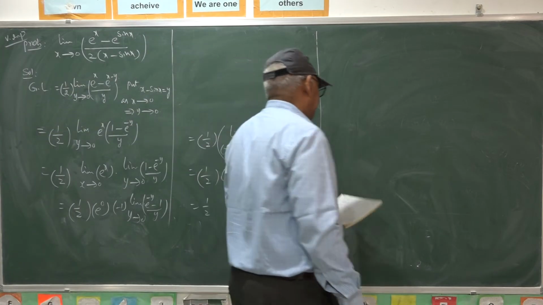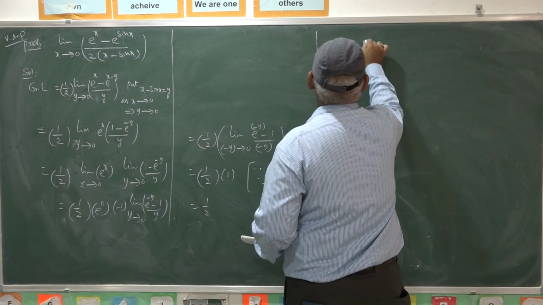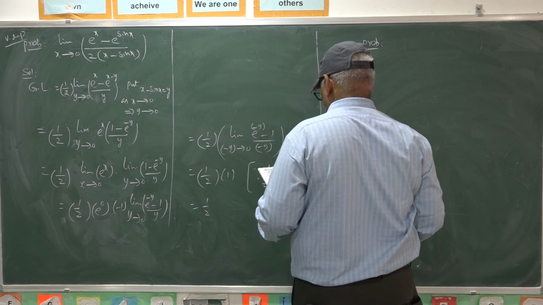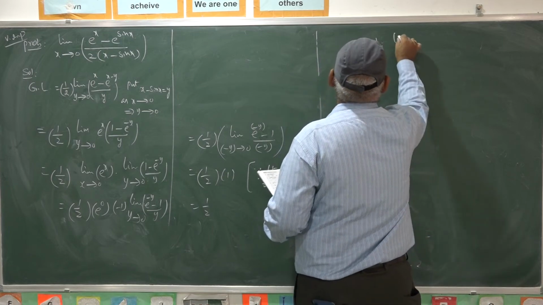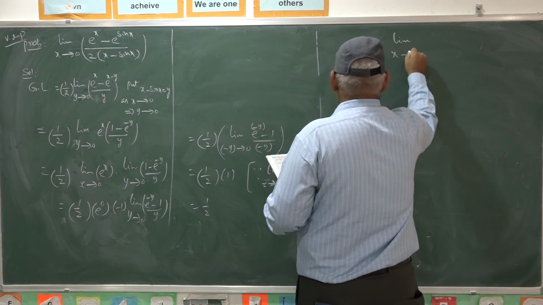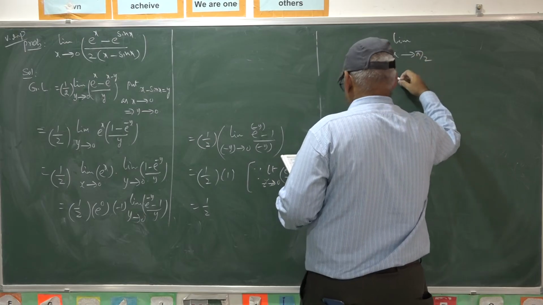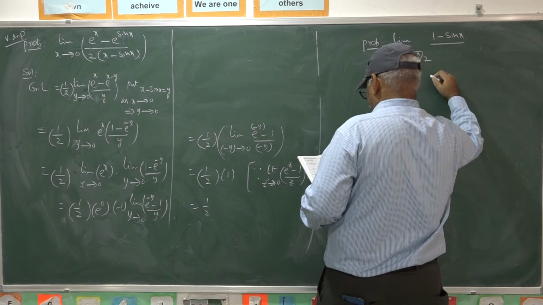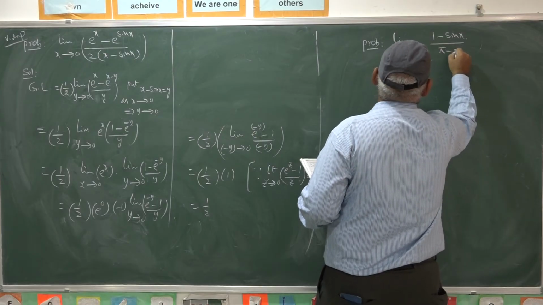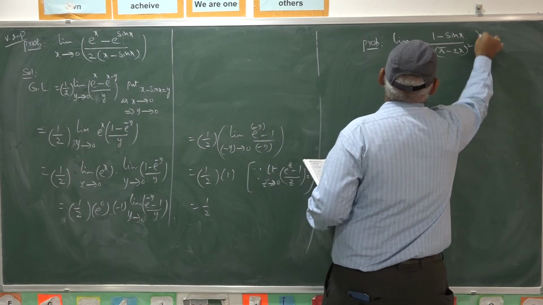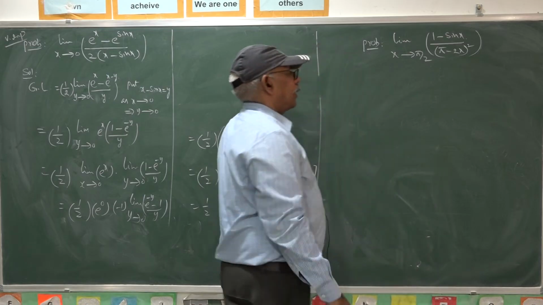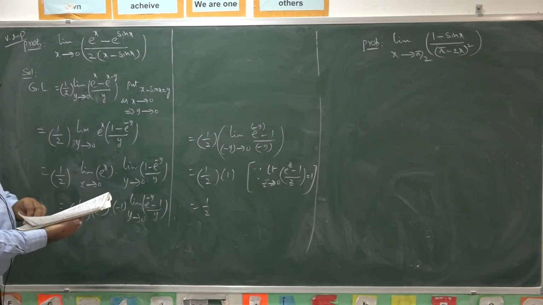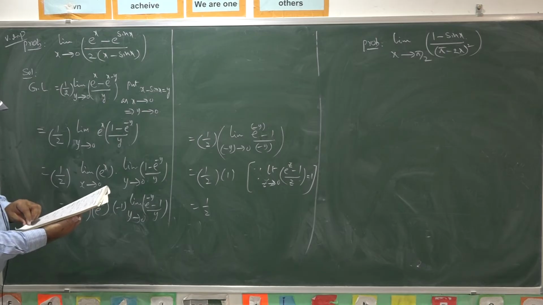Next one. Next problem. Limit x goes to pi by 2, (1 minus sin x) by (pi minus 2x) whole square. Limit x goes to pi by 2, (1 minus sin x) by (pi minus 2x).